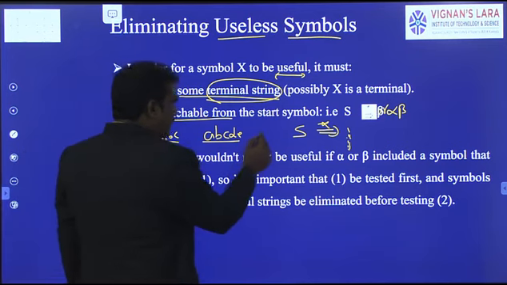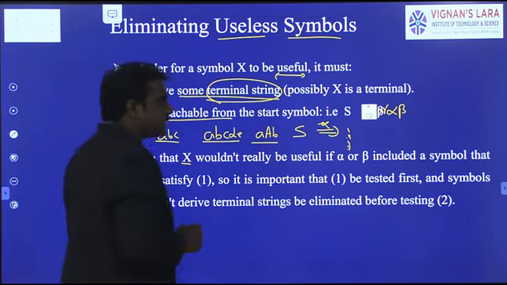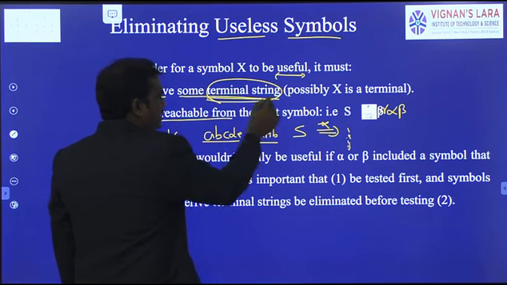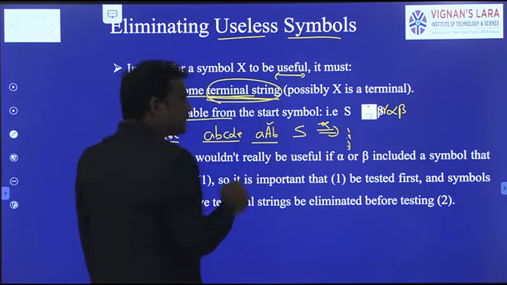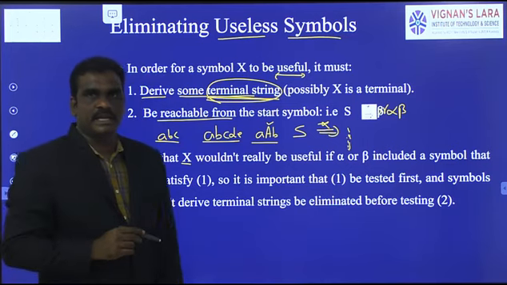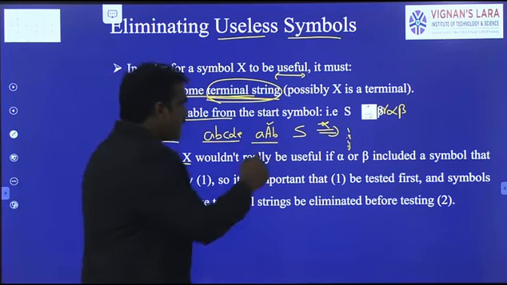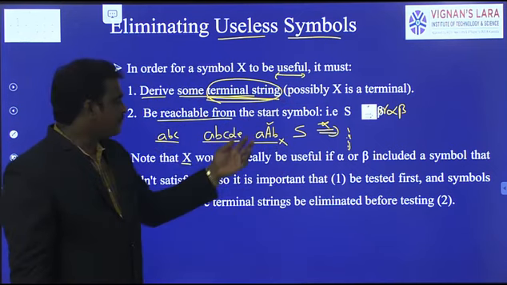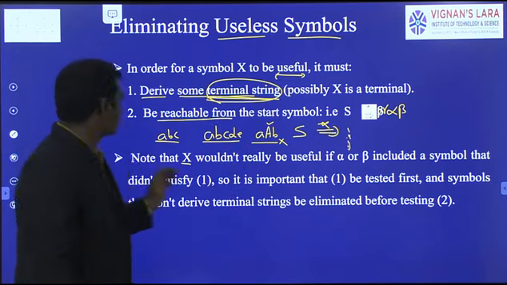Suppose, for example, you take this one. What is this? It is a string only, but it is not a terminal string. It is not a terminal string because here capital A is there. What is capital A? Capital A is a non-terminal. So it is not a terminal string. Terminal string means nothing but a string which contains only terminal symbols.